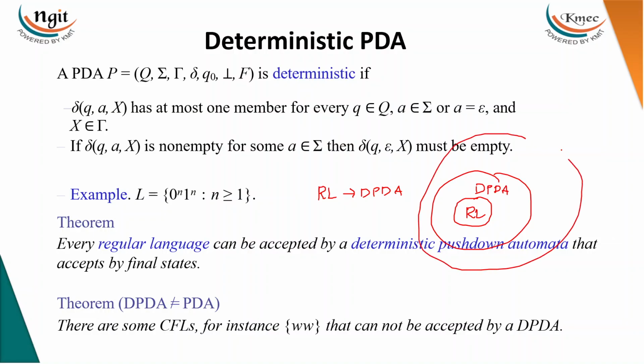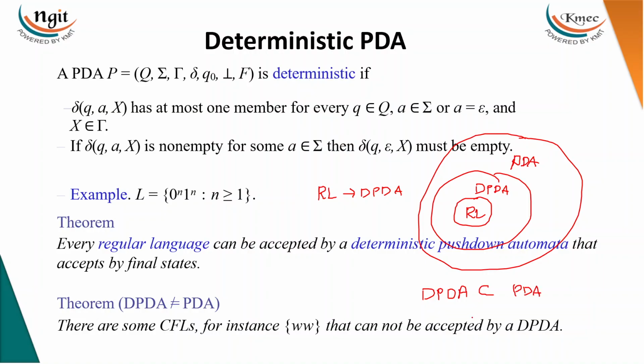But DPDA is a subset of PDA. It means not all languages which are accepted by the PDA can be accepted by the DPDA. That is the meaning of DPDA being a subset of PDA.